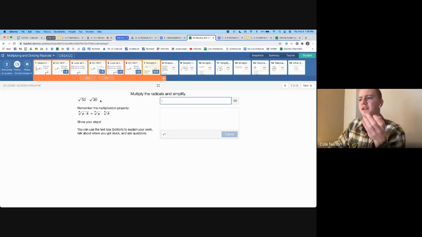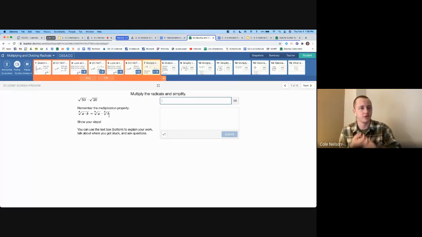I want you to think back to those properties that we talked about at the beginning of class, where you can multiply the stuff under the radicals as long as the index is the same. I want you to type in your steps and then your final answer. How do you get there? So I might start by writing square root of, well, 50 times 20 is 1,000. Desmos is going to give you a little decimal answer here, but I want you to go further. How can you simplify the square root of 1,000 now?